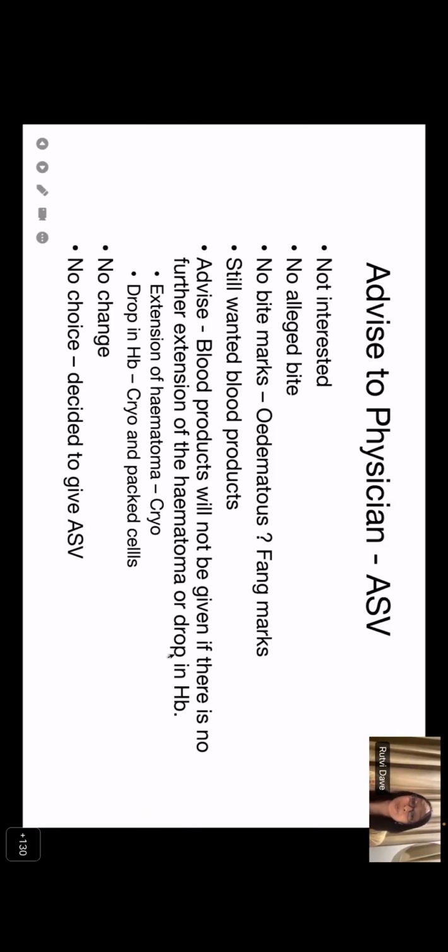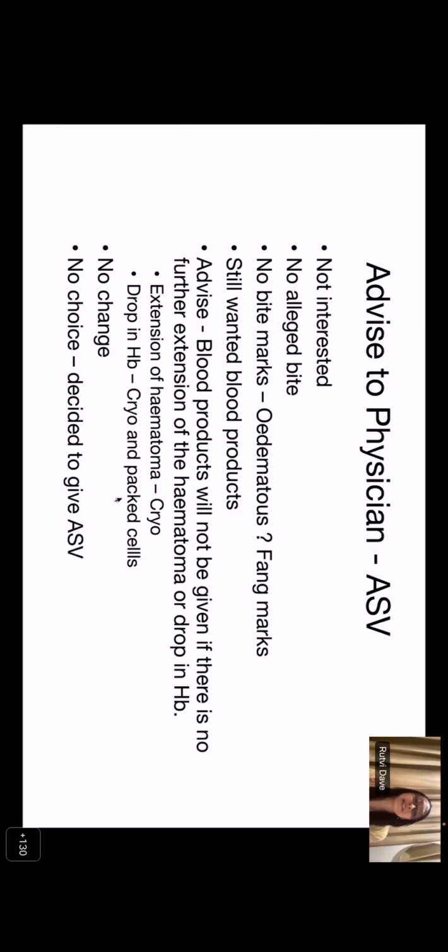So our advice was that blood product will not be given, and it will be given only if there is either a drop in hemoglobin or an extension of the hematoma. If the hematoma extends in its size, we will give cryoprecipitate. But if there is a drop in hemoglobin, we will also give Paxil.